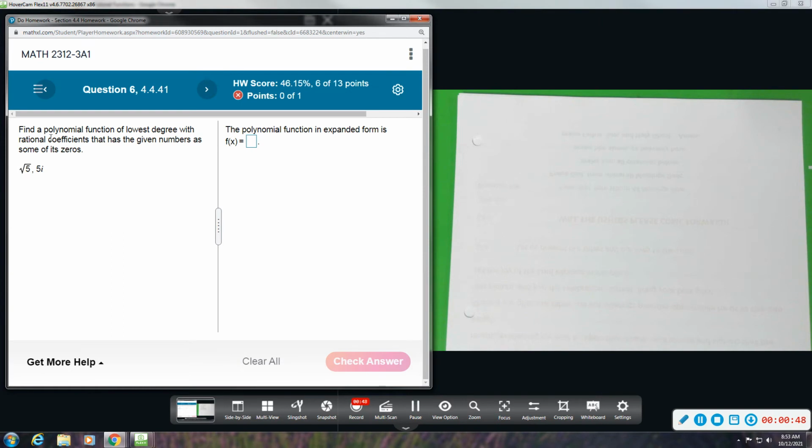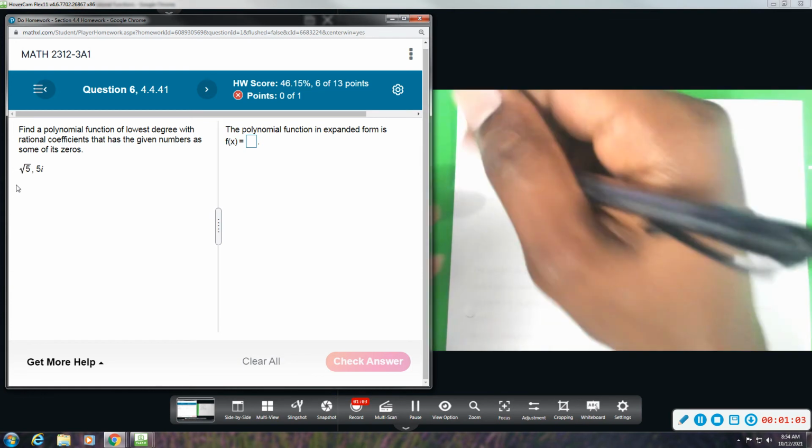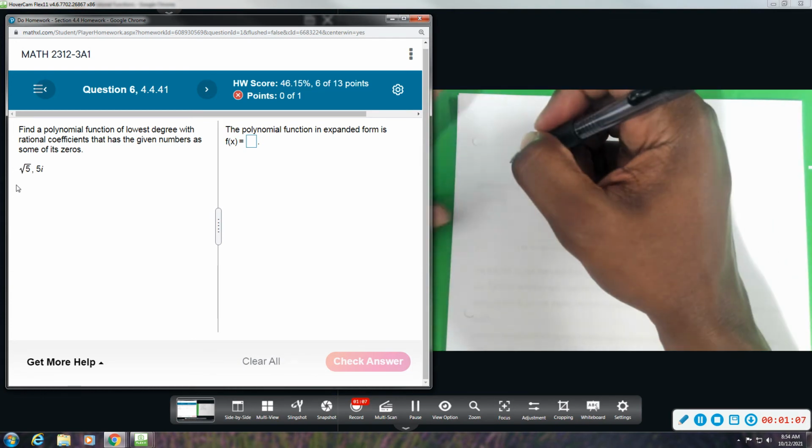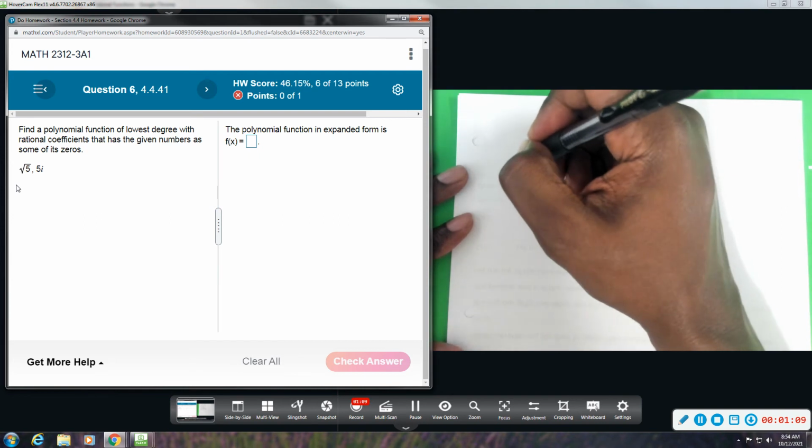And then for this one we want to find the polynomial function, so we want to write it out. The smallest one that we can figure out with rational coefficients, and here are some of the given zeros. We don't know what the degree is, but we want to find the smallest one that there could be with these zeros.